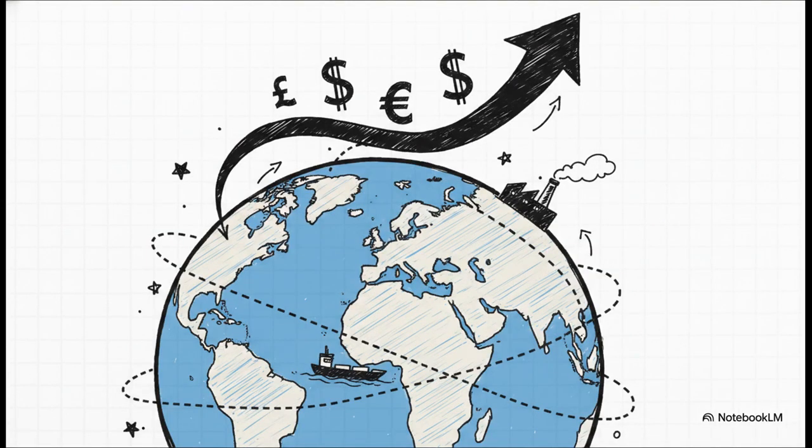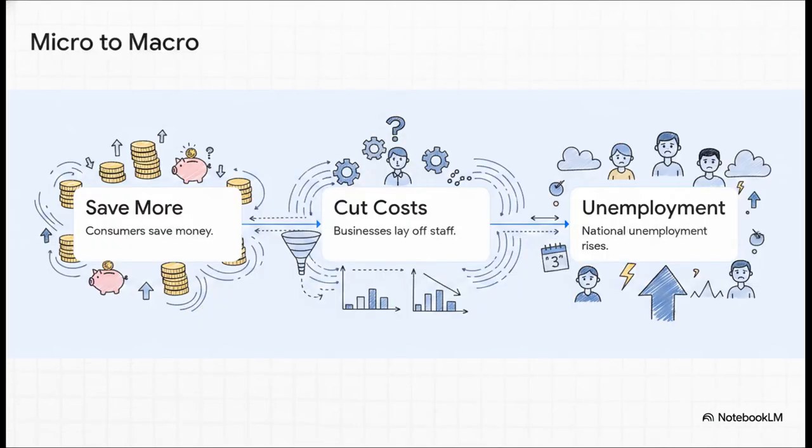Macroeconomics, though, analyzes the whole economy. We're talking massive global trends, like shifting supply chains or national inflation. But they totally connect. Individual micro-choices, like consumers saving more, can actually trigger massive macroeconomic shifts, like unemployment.